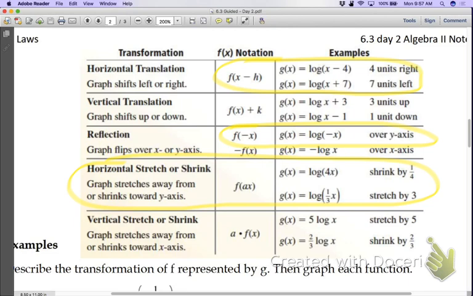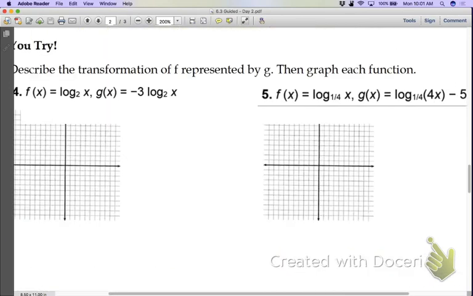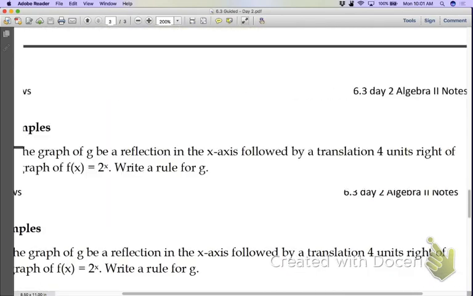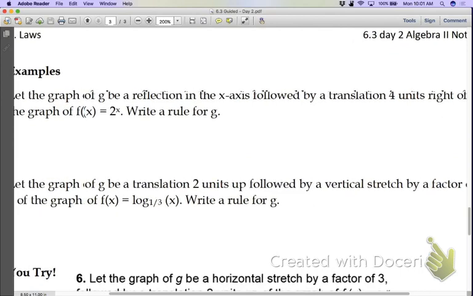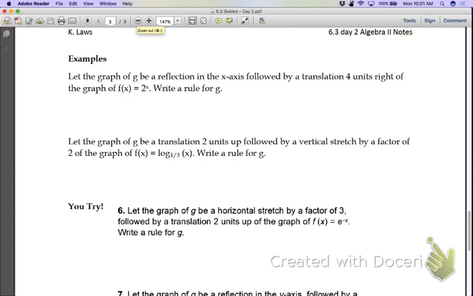So whenever we write this, if you go to the back page, it gives us different problems. It says, let the graph of g be a reflection in the x-axis, followed by a translation of 4 units to the right of the graph of 2 to the x power. Write the rule for g.